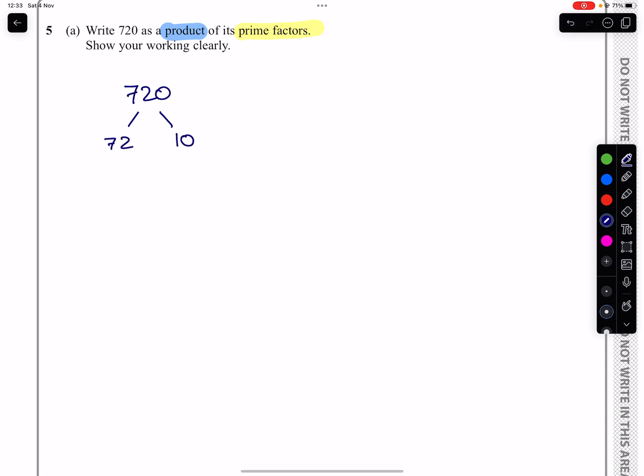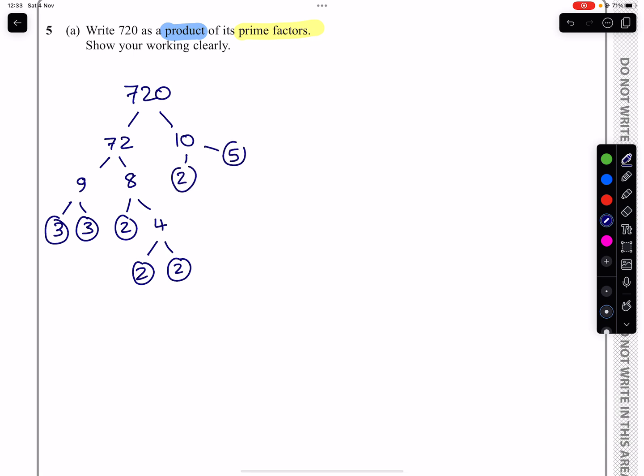It doesn't matter what order you do this in, as long as all of the numbers you end up with are the same. So I know 72 times 10 equals 720. I then know that 9 times 8 equals 72. I then break 9 down into 3 and 3, which are both prime numbers. I break 8 down into 2 and 4, 2 of which is a prime number. 4 then becomes 2 times 2, which I've got there. And then that leaves me with just 10 to break down into a 2 and a 5.